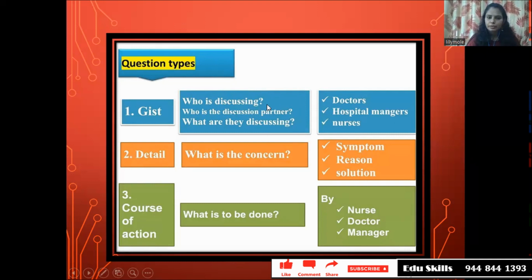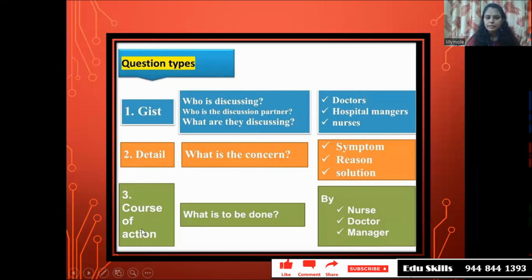Understand who is starting the discussion, who is the discussion partner, and what they are discussing. The second one is the detail. The detail means they are giving some problems or concerns. What they are telling the audio, and for what reason they are telling it, that is the detail. Maybe they are telling about the symptoms, reason, or solution.